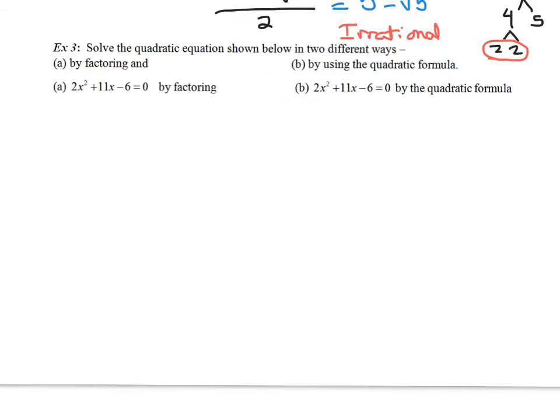Now in exercise number 3, we're going to solve the same quadratic equation in two different ways. Let's go back to our factoring technique. For part A, 2x squared plus 11x minus 6 equals 0. We want to factor this.